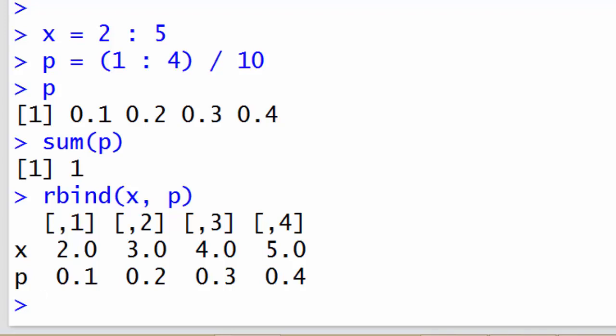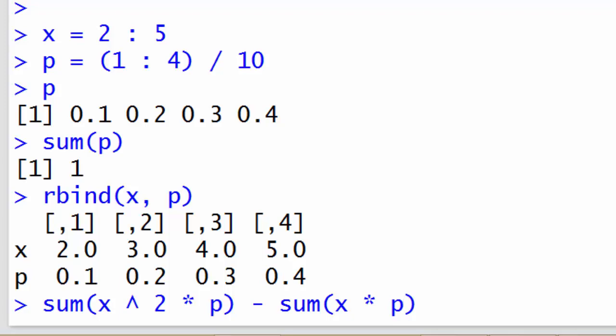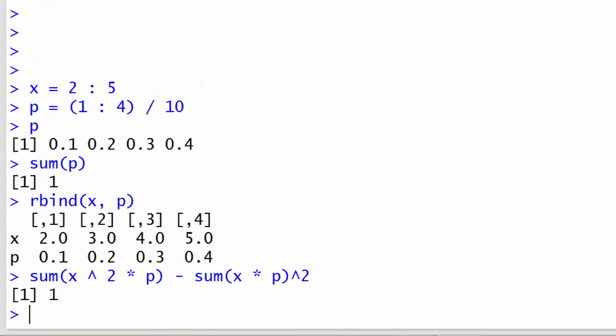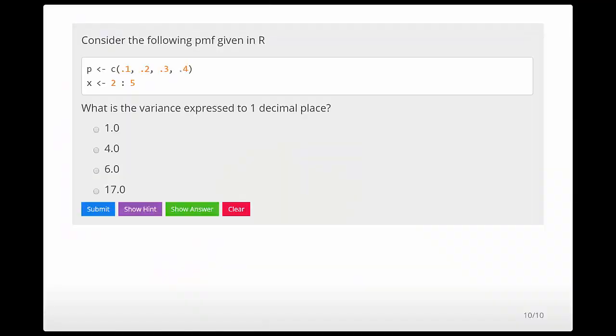Well, what's the variance? It's the expected value of X squared minus the expected value of X, quantity squared. So the expected value of X squared is the sum of the X squared values times the probability that it takes them, times P. The expected value of X is the sum of X times P, the possible values X takes times the probability that it takes them, raised to the second power because I want the expected value of X quantity squared. That works out to be 1. Okay, so hopefully 1 is a potential answer. I see right here that 1 is a potential answer, so I'm going to do it and submit.